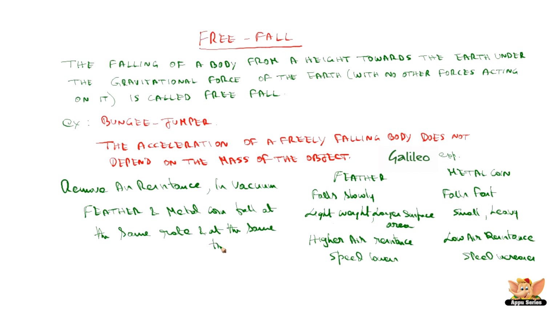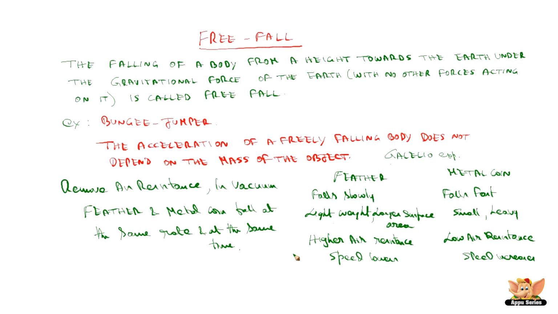So this particular experiment tells us about the definition of free fall. The falling of a body from a height towards the earth under the gravitational force of the earth is called free fall. And we also see that the acceleration of a freely falling object does not depend on the mass of the object, provided no other forces are acting.